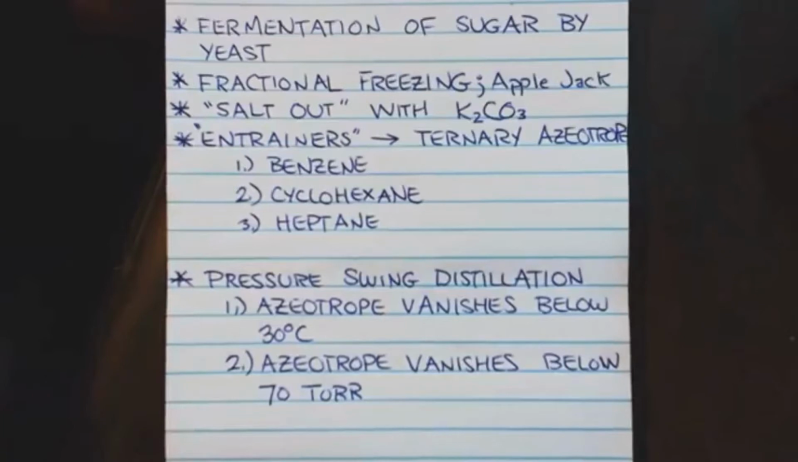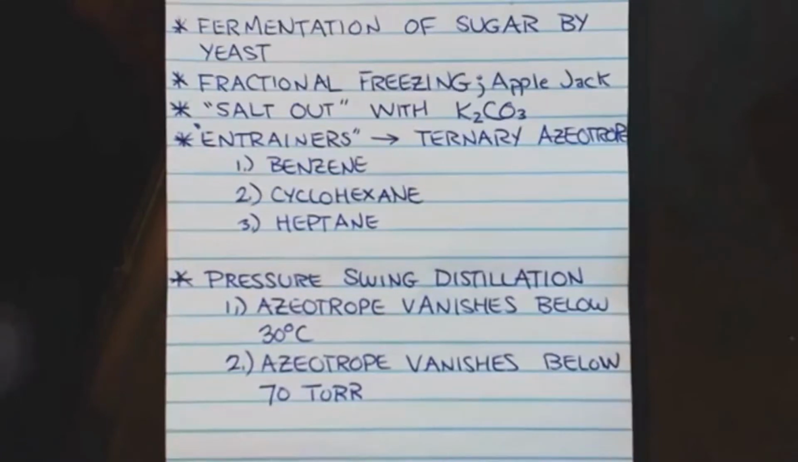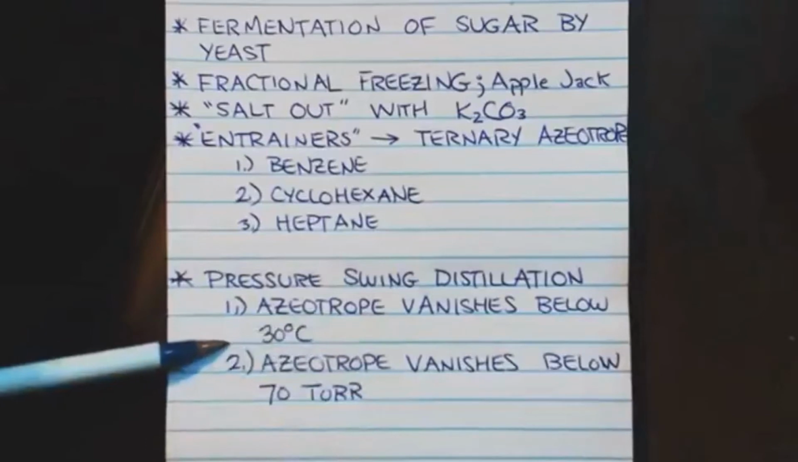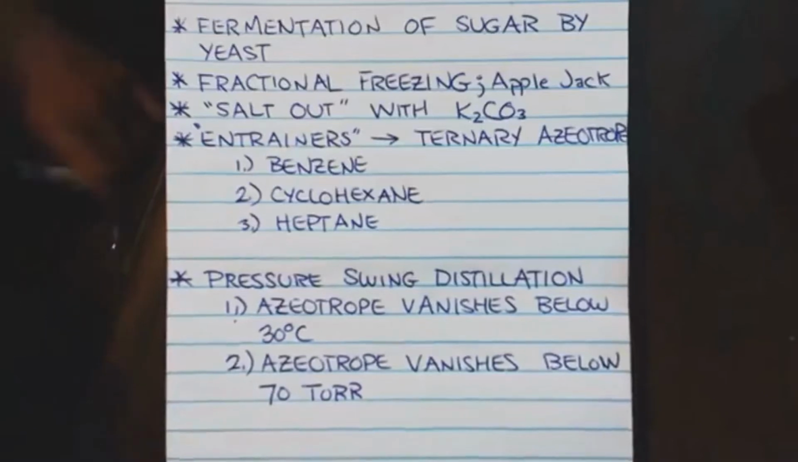is pressure swing distillation. Now, I've said a couple times that you can jump over the azeotrope by changing the pressure to a vacuum. And I've also said that you can change it to a high pressure. The reason is because every time I read about the individual azeotrope of ethanol and water, it always says that you use a vacuum and that you can see right here, azeotrope vanishes below 30 degrees Celsius. Azeotrope vanishes below 70 torr. So basically you take it down to 70 torr and you will take out the azeotrope and you can just distill out your alcohol pure.